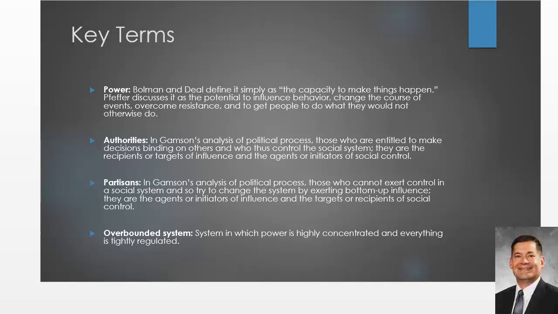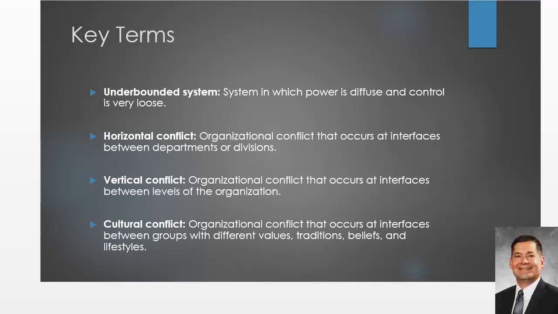The next 2 definitions are related. So in overbound systems, you're talking about power is highly concentrated, everything's tightly regulated, and typically there are only a few people that are making those types of decisions. The Iraqi army is an example of an overbound system. Underbound system, this is a system where power is diffuse and control is very, very loose. So we'll spend a little bit of time comparing and contrasting overbound and underbound systems and from whose perspective you're looking at when you're making that determination.